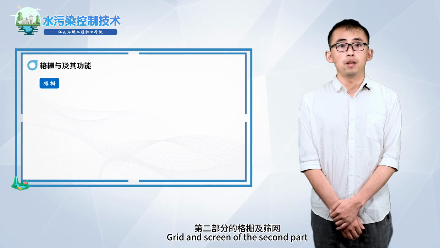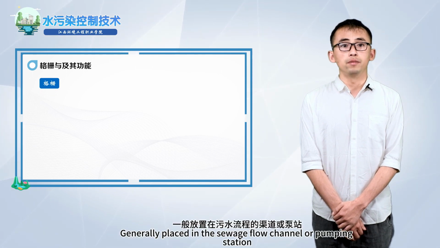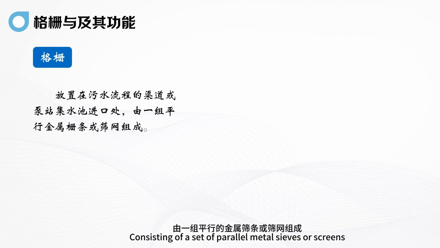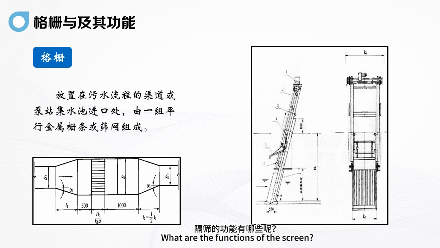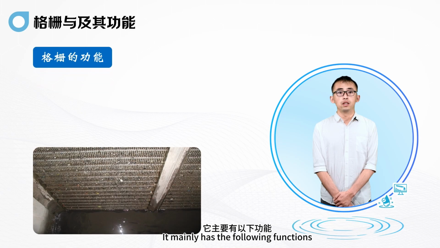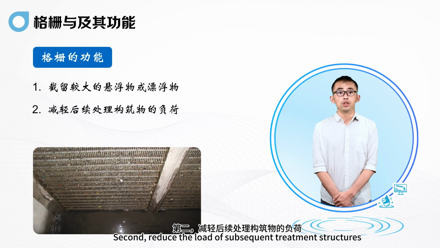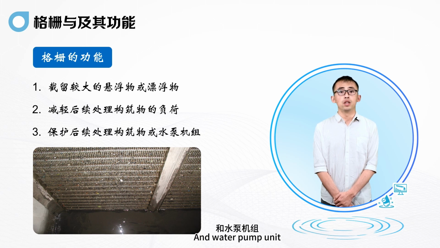Grid and screen, the second part. Grill and its function. Grill is generally placed in the sewage flow channel or pumping station inlet of the catchment basin, consisting of a set of parallel metal sieves or screens. What are the functions of the screen? It mainly has the following functions. First, intercept large suspended objects or floating objects. Second, reduce the load of subsequent treatment structures. Third, protect the subsequent treatment structures and water pump unit from being blocked by these floating objects.